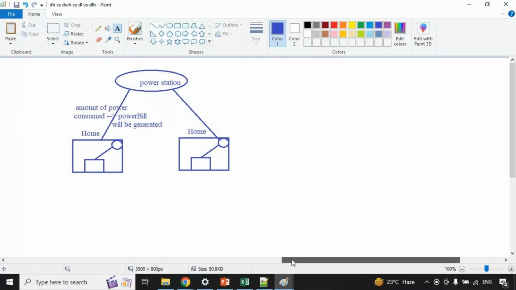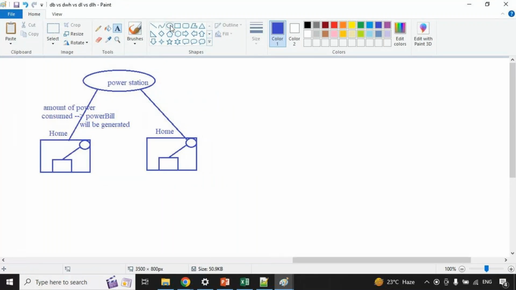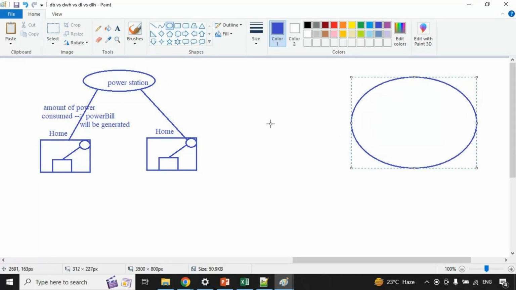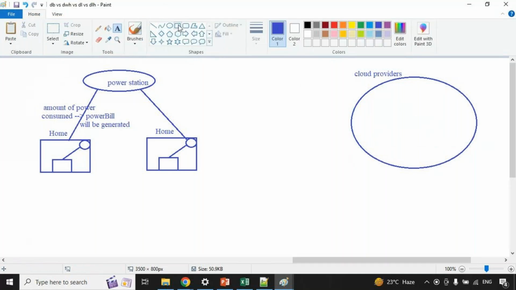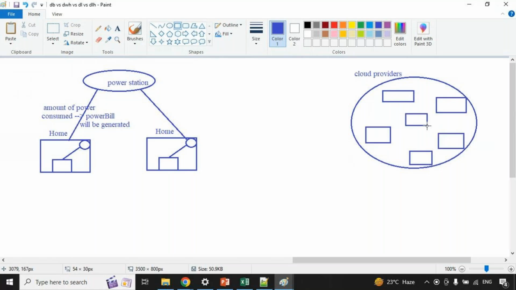Similarly, guys, in the cloud environment there will be cloud providers, like power providers. They are going to maintain all these web servers, databases, networking, security, and virtual machines. They maintain all of it. Now, as a user, here.